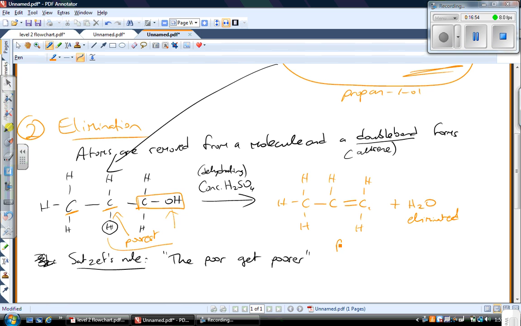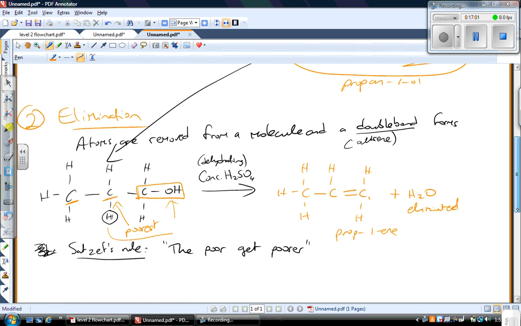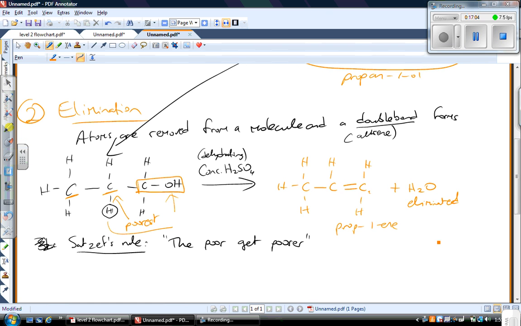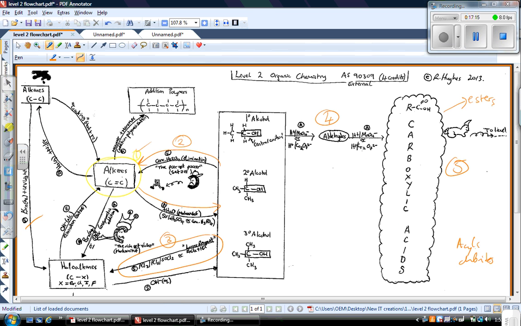So that's back to your prop-1-ene. So that's elimination, the direct opposite to addition of water in that case. You can also have elimination of a halogen from a haloalkane. Let's take a look at the flowchart for a second, make sure I'm saying the right thing here. So elimination of a haloalkane, to form an alkene. You typically substitute in the haloalkane to form an alcohol. So that's another example of elimination.